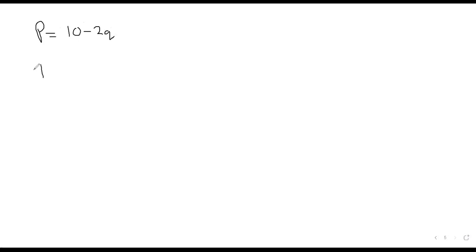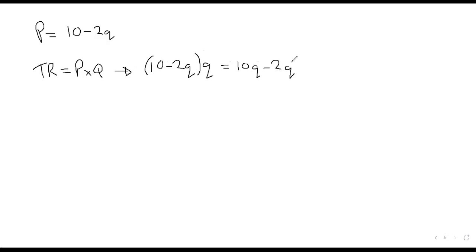Total revenue is equal to what? Price times quantity. And what is our price? Price is given there as 10 minus 2Q, but we're not given quantity. So what do we do? Just impute it. Then we expand. 10 times Q, then 2Q times Q, we're going to get 2Q squared. So this is called our total revenue.